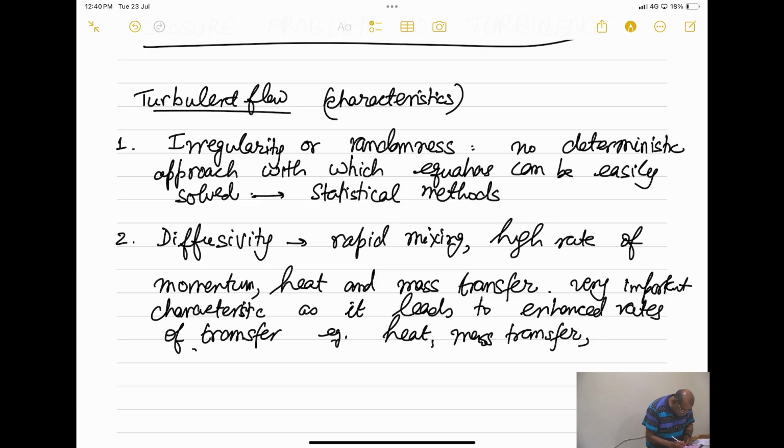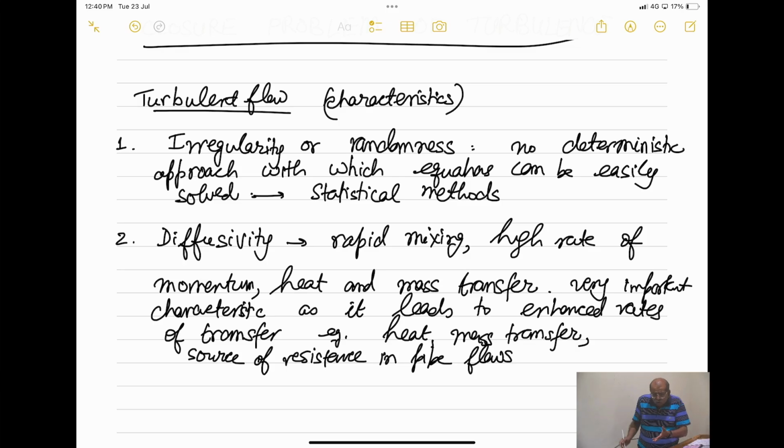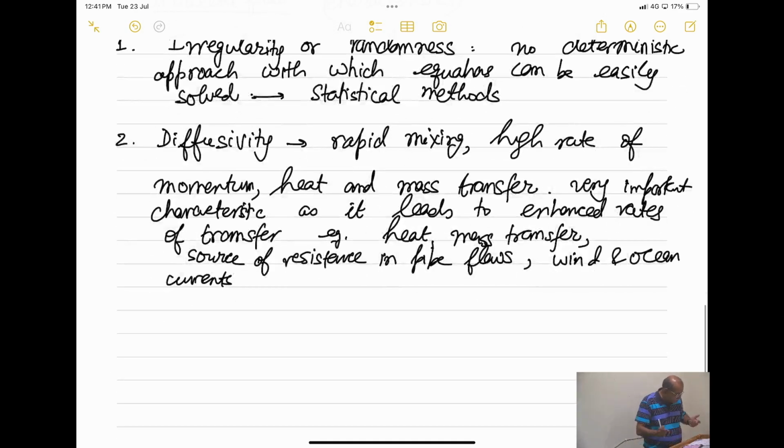It could be a source of resistance in pipe flows. In normal pipe flows, where there's only viscous diffusion, there's a viscous stress. But there's an enhanced rate of resistance in pipe flows with turbulent flows. And then another example is when we look at wind and ocean currents. There the mixing again is very high, and that is because of turbulence.